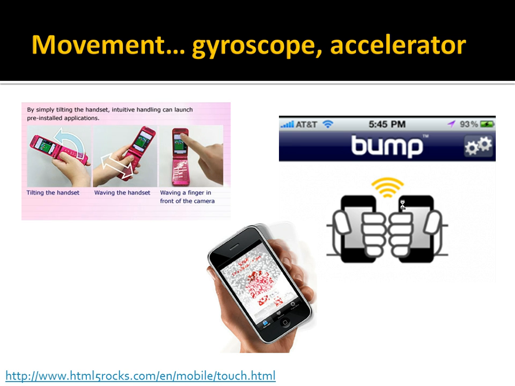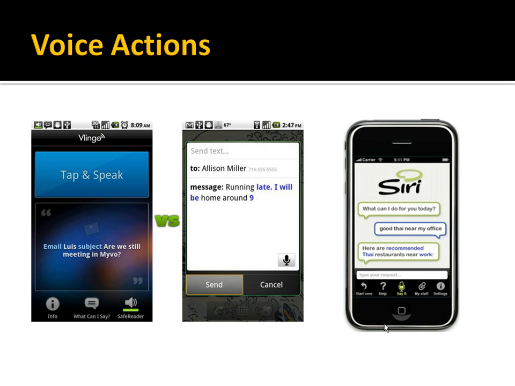Now, we also have other types of gestures, I guess. You can call them gyroscope or accelerometer gestures, where we maybe tilt or wave the handset or shake the handset, or maybe bump the two together. We also have voice actions, which allow us to speak to our devices and have them do things.